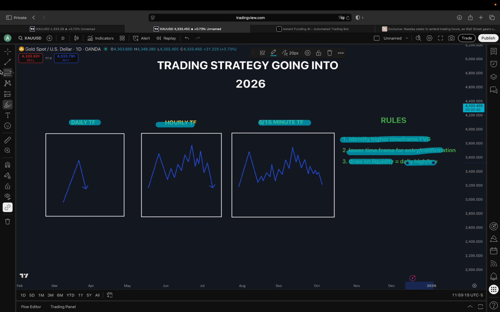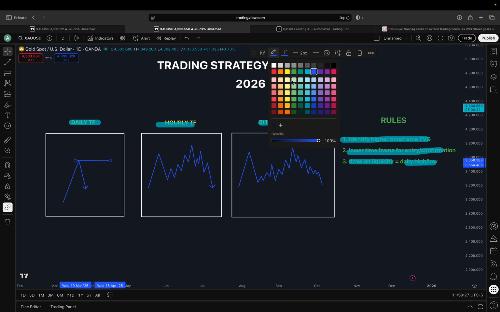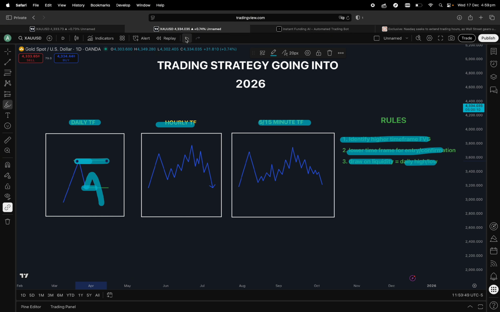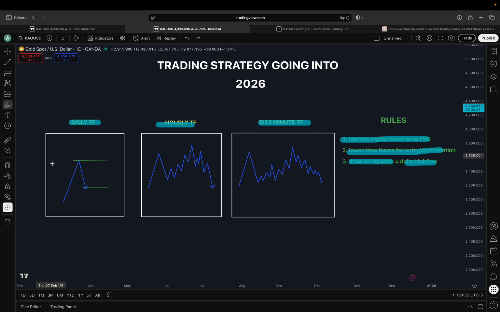So the first thing I'm going to do is mark out my daily high. So this would be my daily high. I'll just change the color of it, so we'll set it to green. This is our daily high, and our daily low sits right here. So we would wait for either this high or this low to be taken out. Of course, if the market came and took out this low right here, our draw on liquidity would be this high, and vice versa.